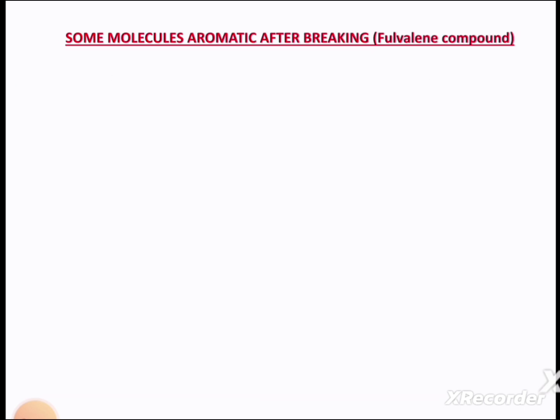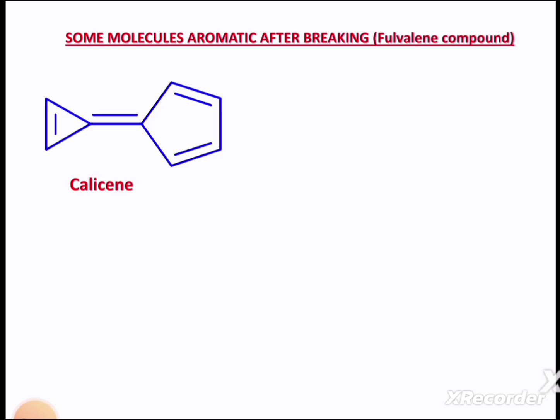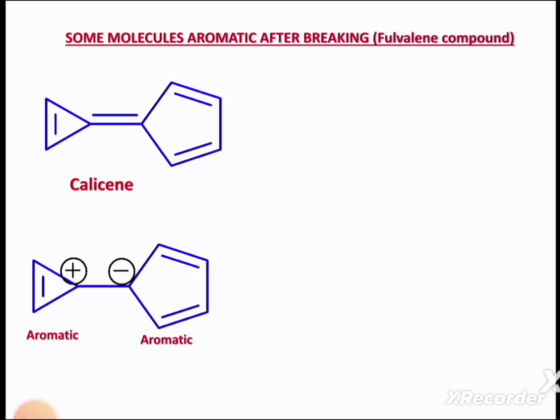Some molecules are aromatic after breaking. After breaking this molecule into ionic form, this organic compound will be aromatic. This type of compound is known as fulvalene compounds. So let us discuss this compound. The name of this compound is calicene. This is an aromatic compound. If we break this compound, it will form two different ionic species. So the first part will be aromatic, and obviously the second part will be aromatic in nature. So the whole organic compound will be aromatic in nature.